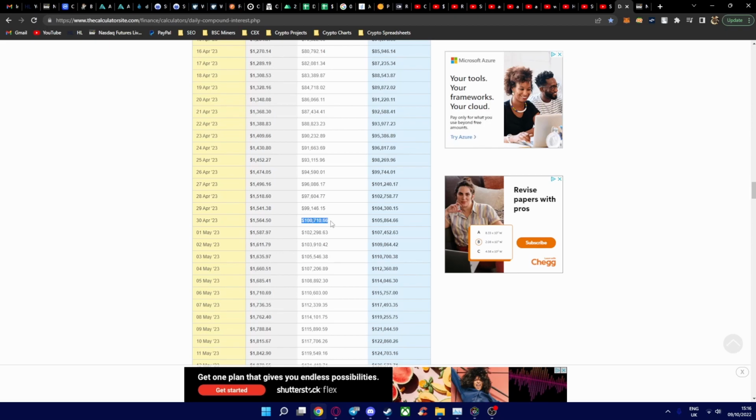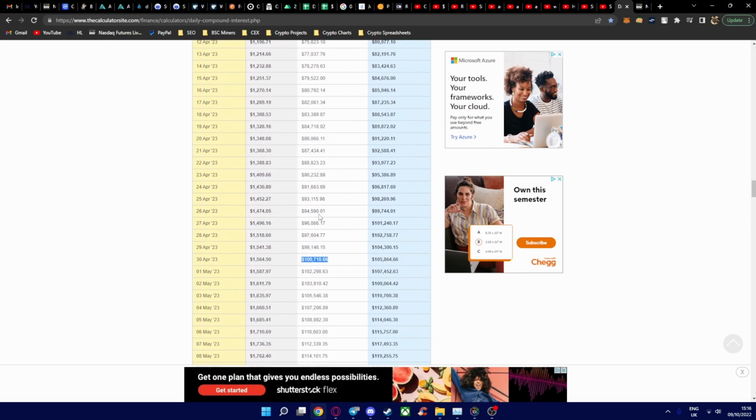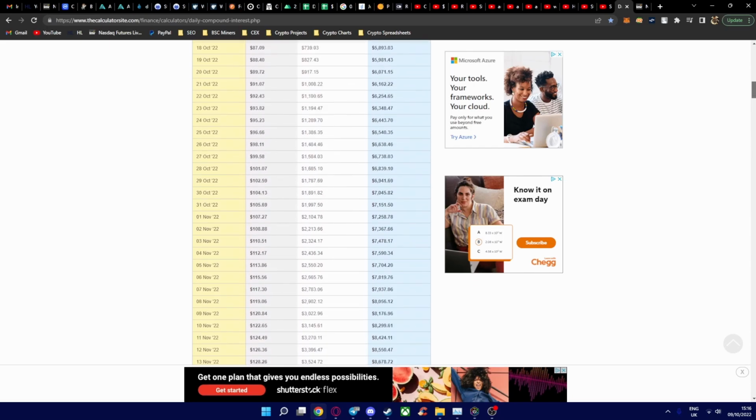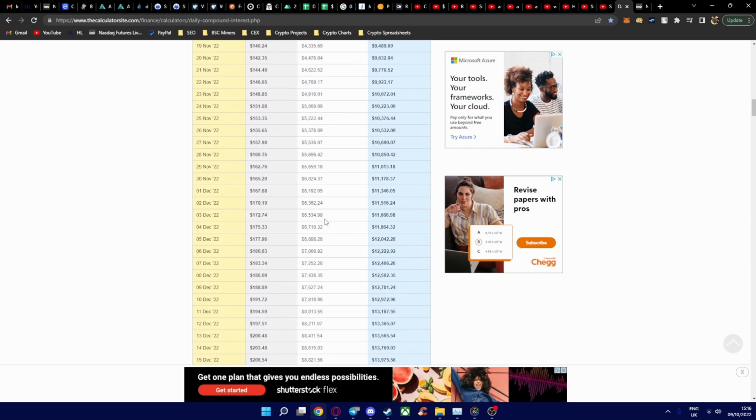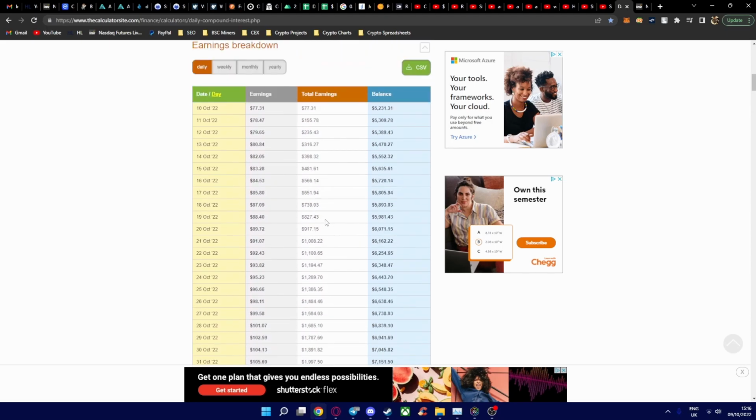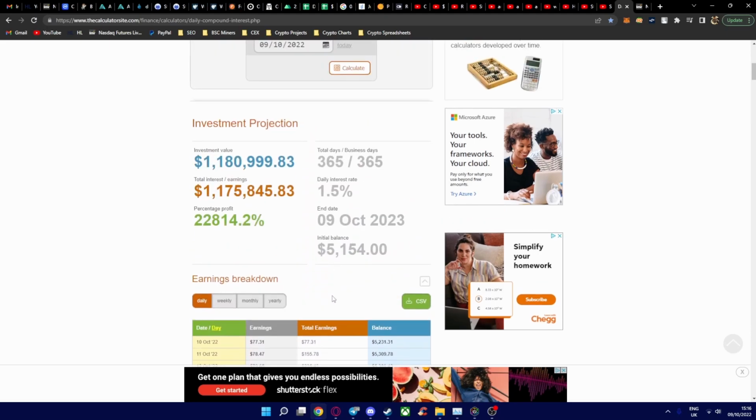Sorry, not a month. I don't know what I'm talking about. So this is the actual value I'm getting from compounding. So that's the actual total earnings earned. Sorry about that. That's a bit of a mistake. But you can see how powerful compounding is.